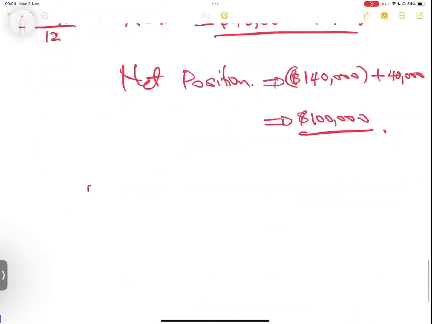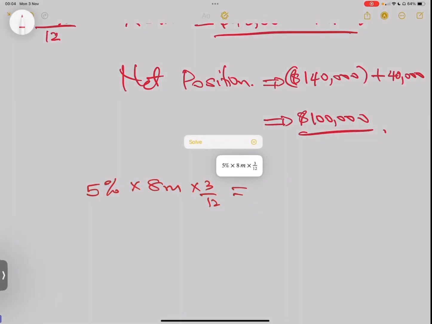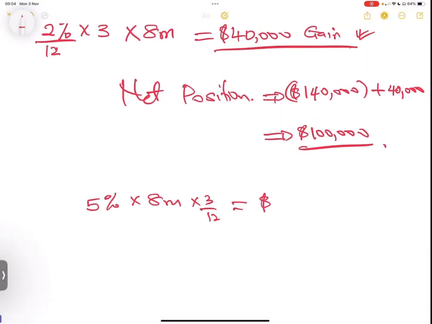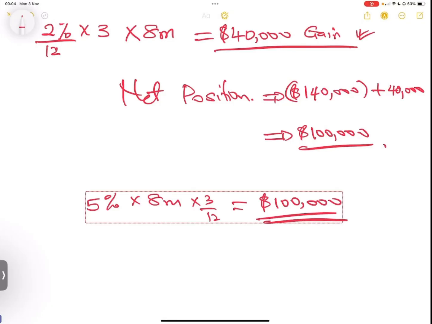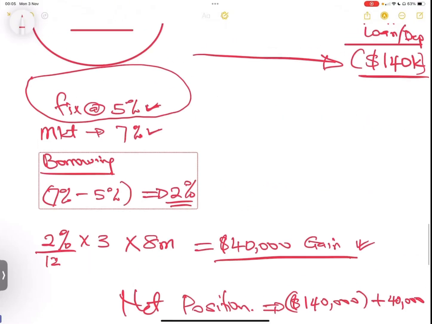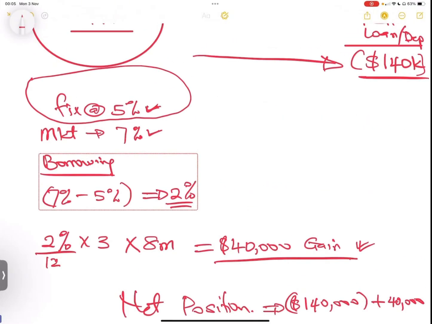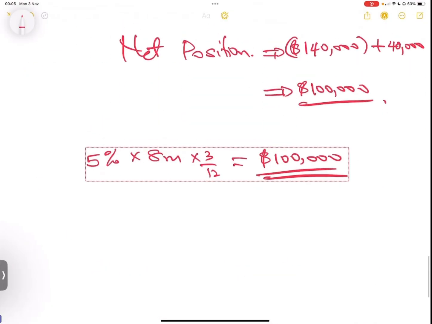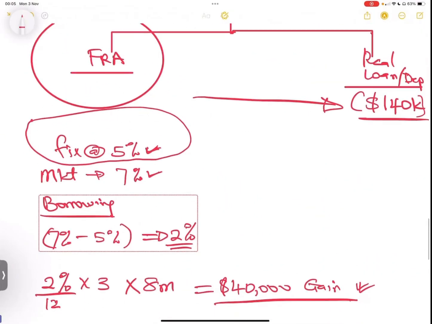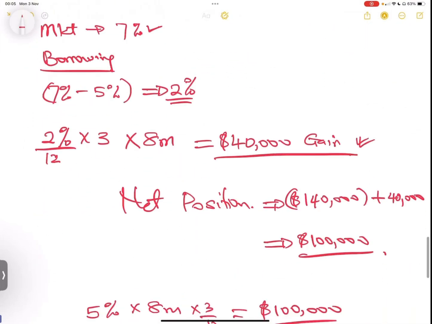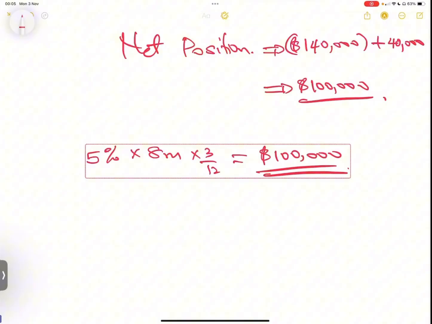Because if you check that 5% of interest for that 8 million for 3 months, what interest expense do you have? $100,000. And that is exactly what we're talking about with FRA. Because you were able to do FRA at 5%, you are not worse and you are not better than 5%. But if you had not done the FRA, you would have been paying interest at 140K, instead of the net of 100,000 that you're able to get with your FRA.